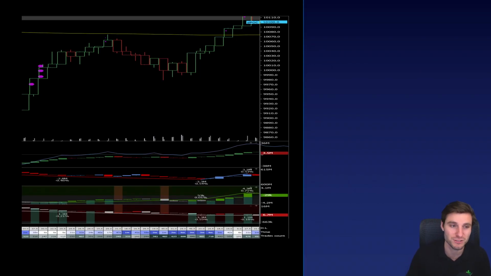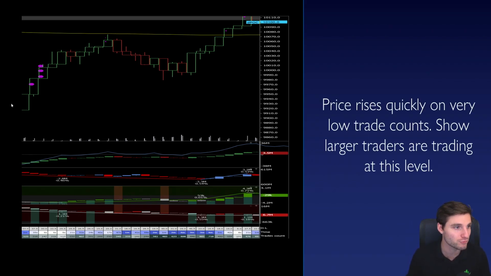Okay, obviously where you do on exo charts, for example. So as you can see here, price rises on a very low trade count. As you can see, the trade count is down here.